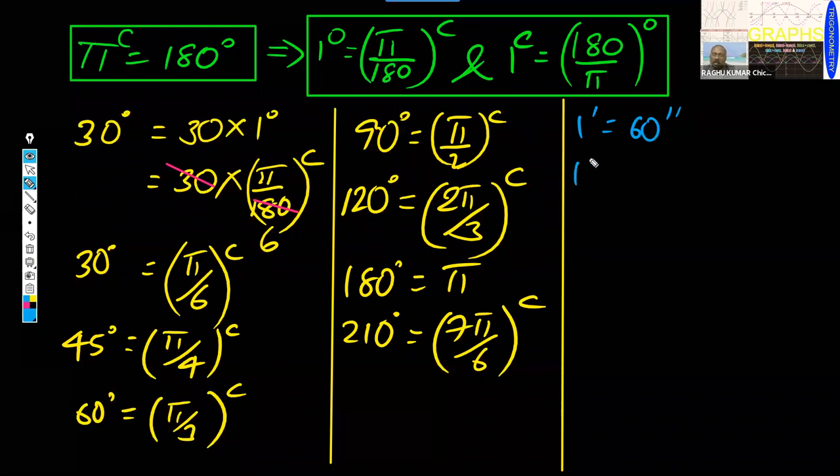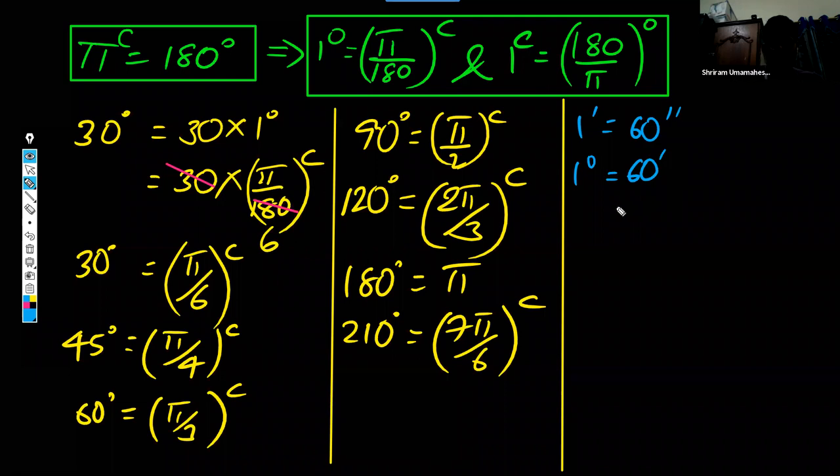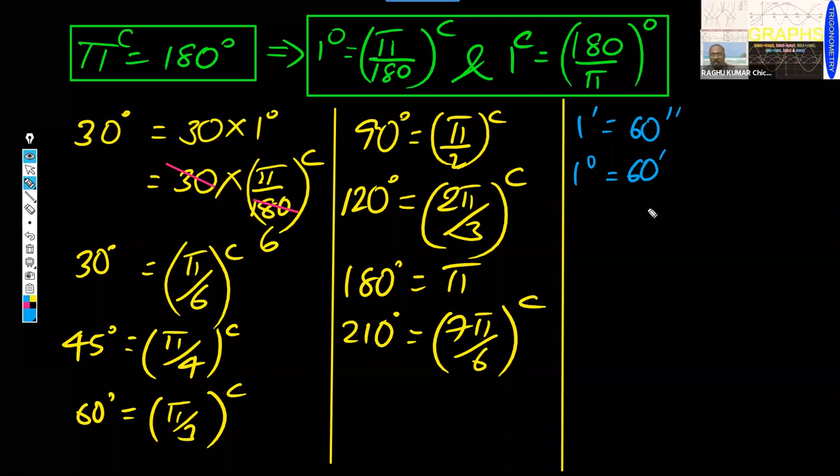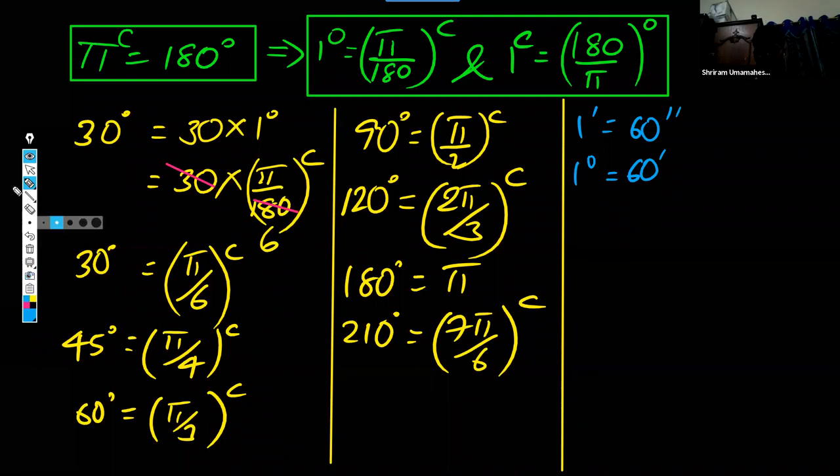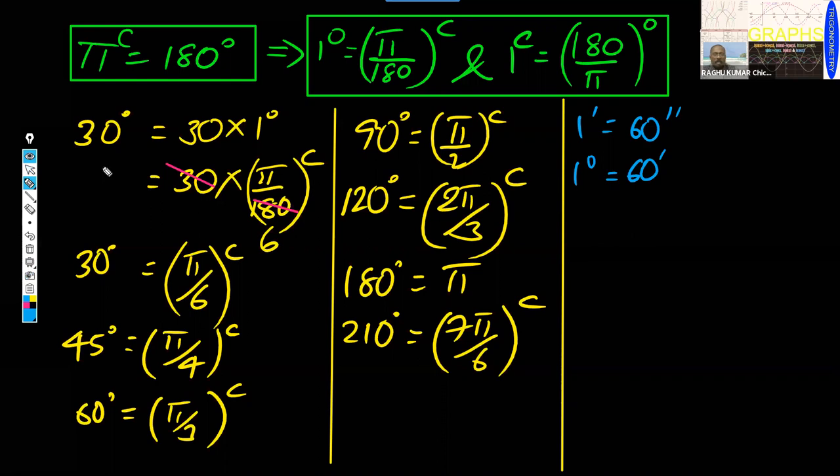And 1 degree is equal to 60 minutes. Correct, no? You all know this. In a circle, if the seconds hand moves one complete cycle, it gives you 1 minute. If the minutes hand moves one complete cycle, it gives you 1 degree. So 1 degree is 1/360 part of the circle at the center. This is information you know, but we are going to apply this in the problems. Let us check out the problems now.